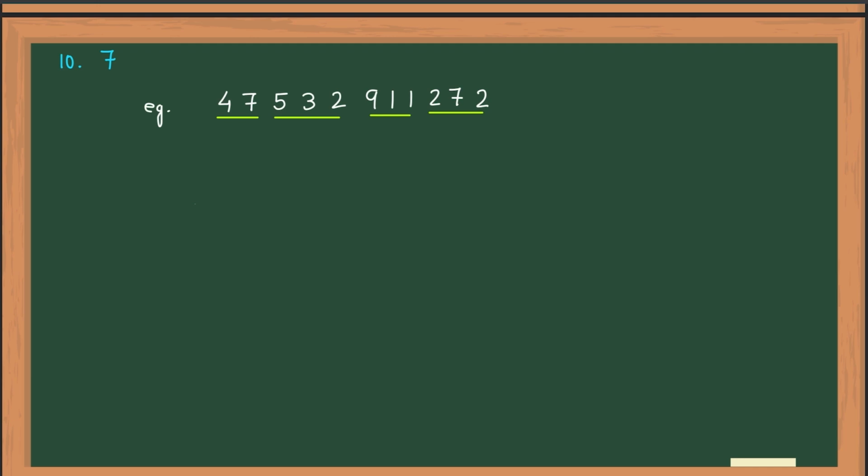The rule says we have to add the first triplet. Don't add the second triplet. Move on to the alternate triplet. The alternate triplet is this one. What we have to do? Add them up. What we will be getting over here is 532 plus 272, on adding up, we are getting 804.